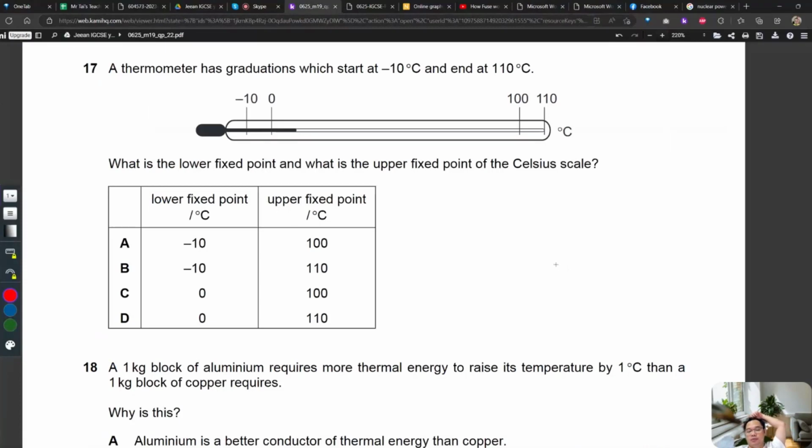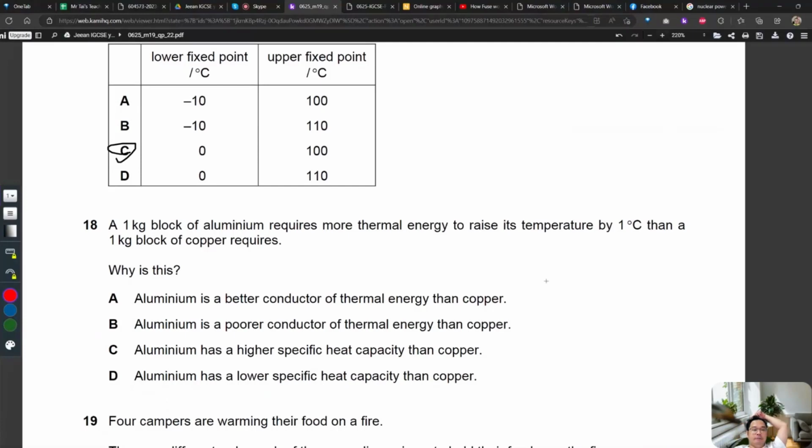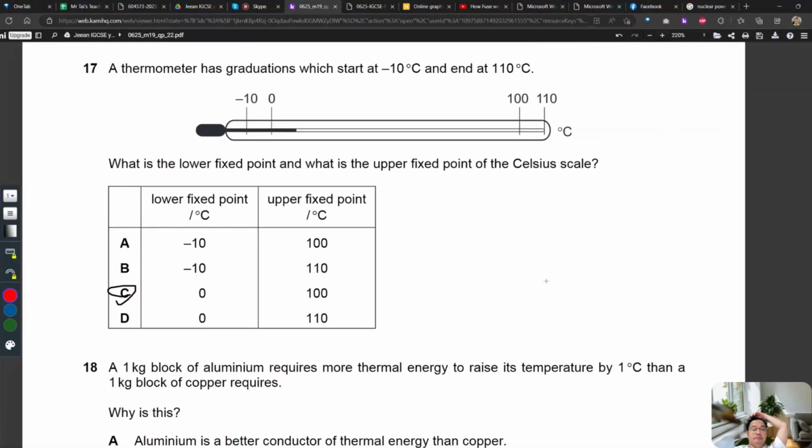The normal fixed points for a mercury thermometer. This will not ever change, right? Would the lower fixed point and the upper fixed point ever change? The lower fixed point is the freezing temperature of water, which is 0 degrees Celsius, and the upper fixed point is the boiling temperature of water. So on any occasion, it would never change. It depends on the question and the given type of thermometer, but most of the time it is 0 and 100.